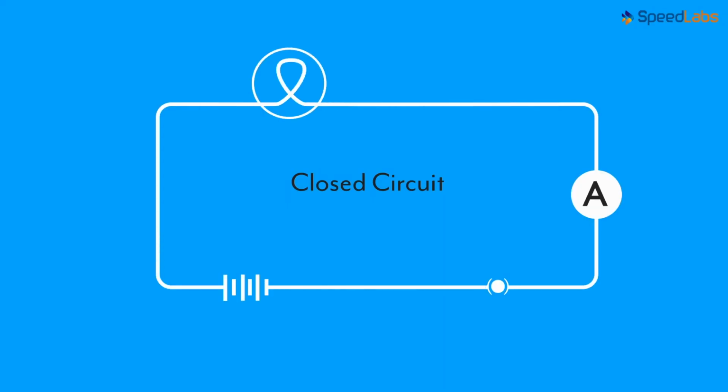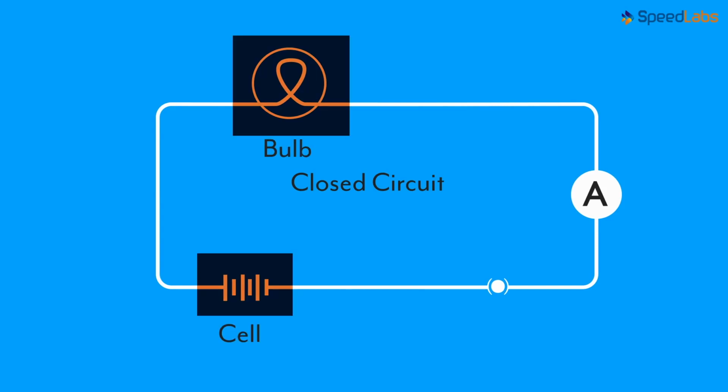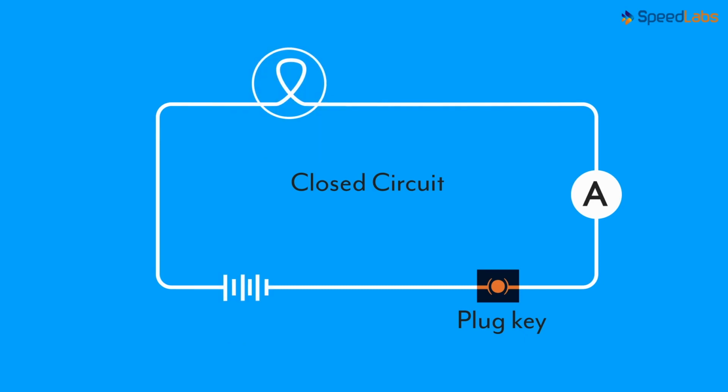This is a schematic diagram of a typical electric circuit which we'd seen earlier. This is a cell and this is a bulb. And this is a plug key. Do you remember what a plug key is? Like a switch, it tells us if a circuit is closed or not.